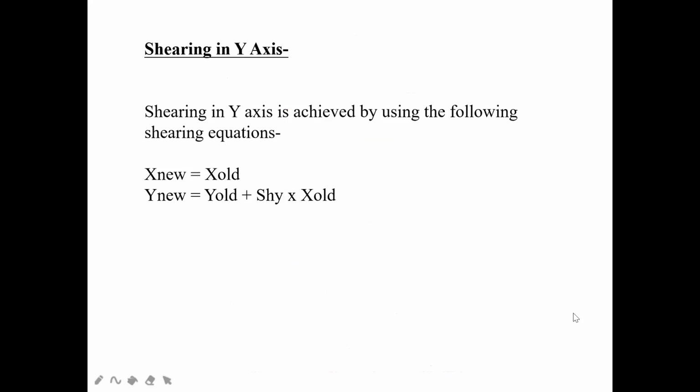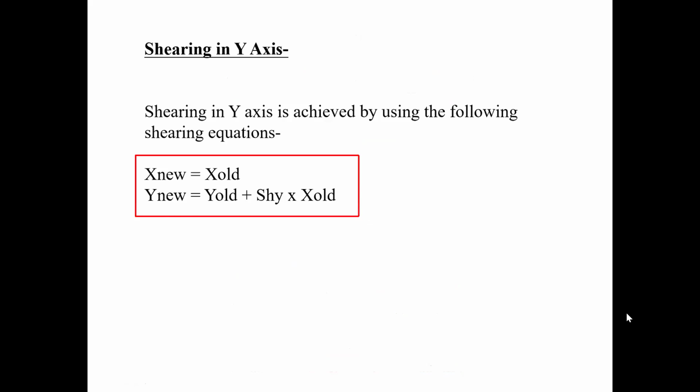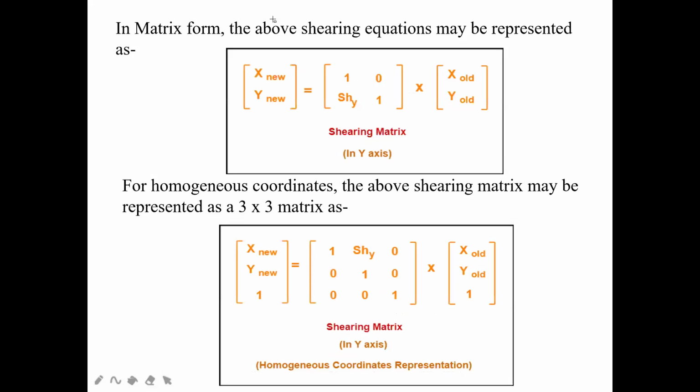Now if you want to do the shearing in the y-axis, what formula will you use? The x value you keep constant as x old, and y new will be y old plus shearing of y-axis multiplied with x old. Just the opposite of the x-axis. Now if I go to the next slide, I have to represent it in matrix form.